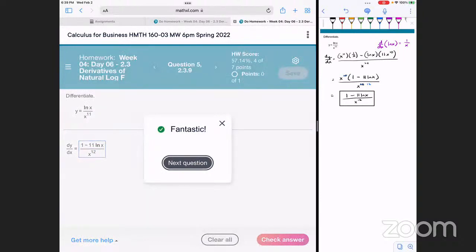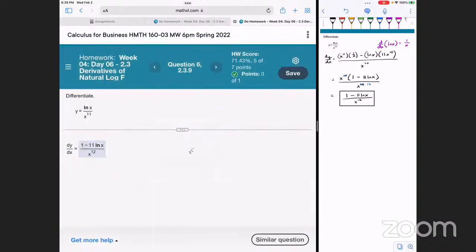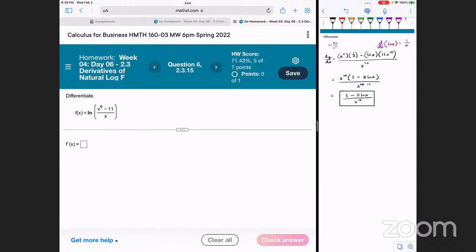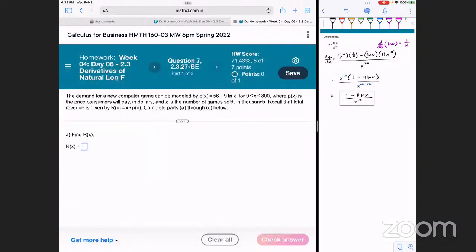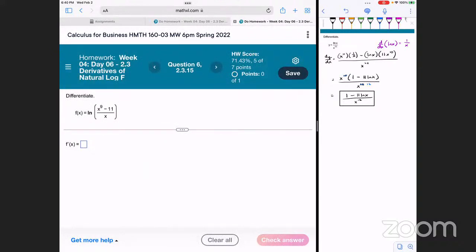Okay. All right. So let's do one more from this section and then we'll move on to section 2.4. Let's see if we can get something a little bit more interesting. The demand, blah, blah, blah, in dollars, number of games sold, the revenues, complete parts A through C. That's a little bit longer than I want to do right now. Oh, and that's the last one? Okay. Yeah, I don't want to eat into so much of the time for section 2.4.